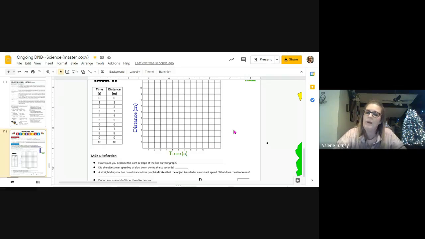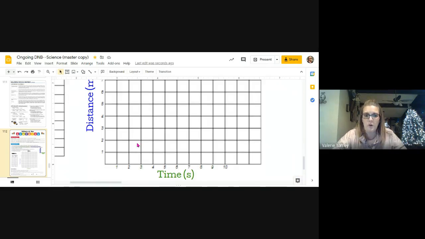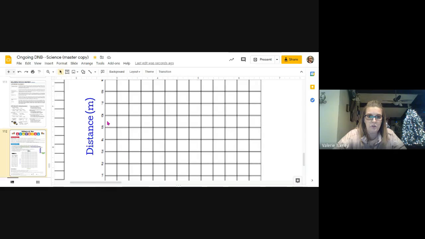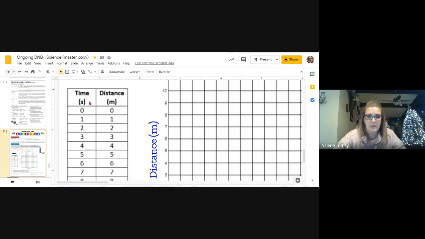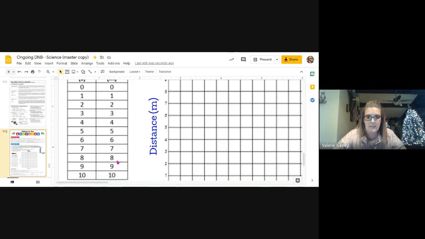All right, at this point, what we're going to do is we're going to put a dot. We're going to be plotting, and I know you've plotted on graphs before. We're going to be putting a dot at each point, okay? So right down here, I'm going to zoom in just a little bit. You'll notice that this graph goes to 10 on the time side and then goes to 10 on the distance side. And that should be plenty because right here, time goes to 10, distance goes to 10. So we're good right there.